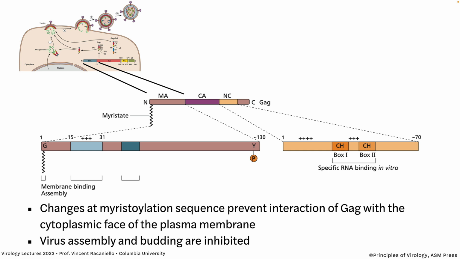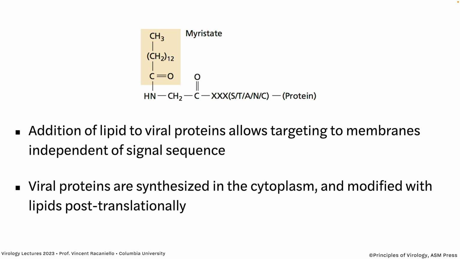This kind of lipid addition we see in other viral proteins. It's a common way to target proteins to a membrane without having, say, a signal sequence, which is typically the way it's done in the endoplasmic reticulum. So here's myristate. It's a fatty acid, and it is linked to protein at this specific sequence. Three amino acids, serine, threonine, alanine, any amino acid or C, that's the signal for the addition of myristate. And so you make the protein in the cytoplasm, and then you add the lipid, and it will go to a membrane.